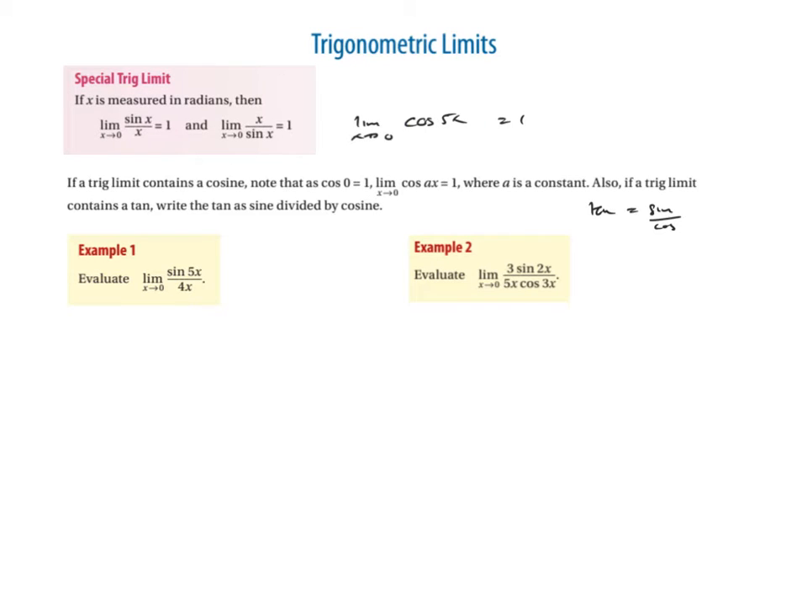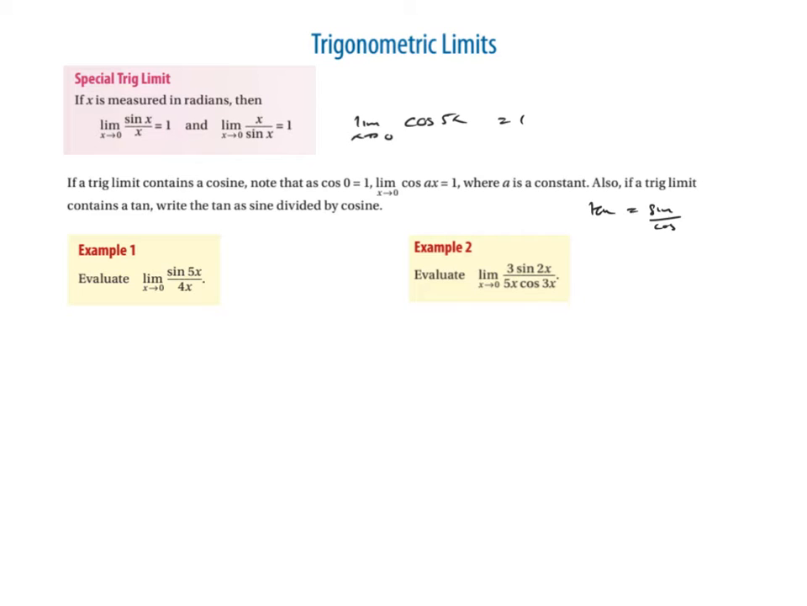Okay, so we're going to do a couple of examples to show you how this works. The first one we've got to do is evaluate the limit as x heads towards 0 of sine 5x over 4x. Now notice that these x's have to be the same here, and these aren't. This is 5x and 4x. Notice that this is x and x. So what we need to do is get 5x somehow on the bottom so that we can get sine 5x over 5x.